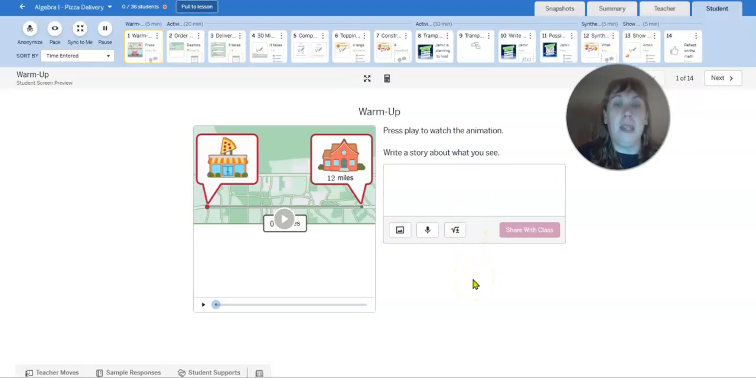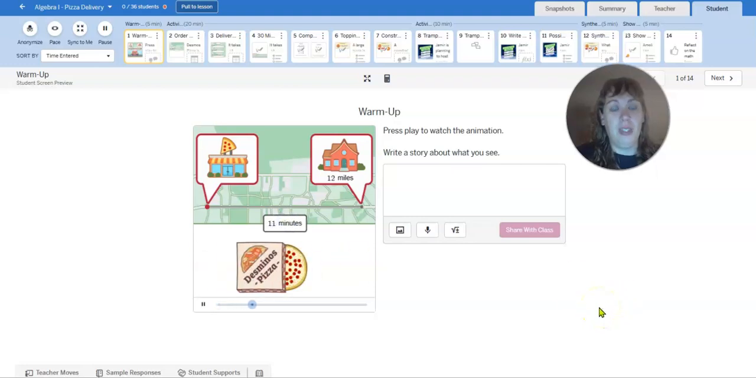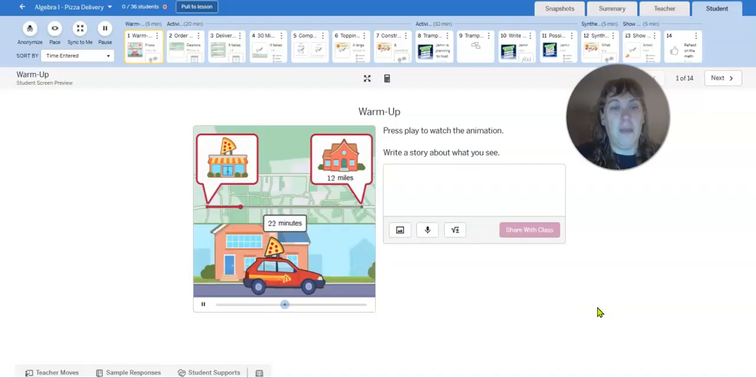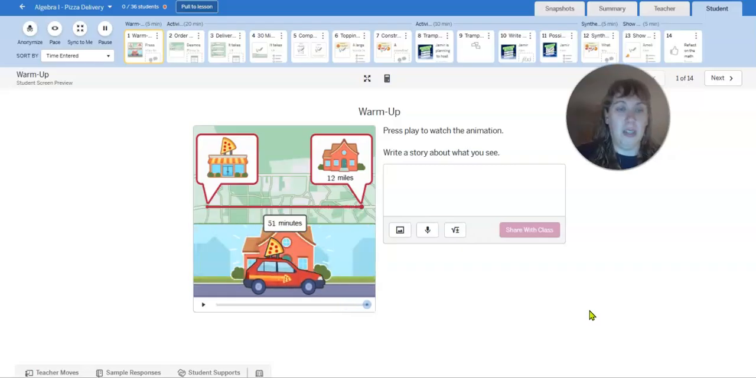It says press play to watch the animation and write a story about what you see. So I'm going to hit play on the video. And we're just noticing what happens. Perfect. And so just based on what you see here, write a story. What happened in that video? If you were to explain the video to someone else, what would you say happened? Take a second to do that now. Pause the video, and then when you're all set, move to slide 2.